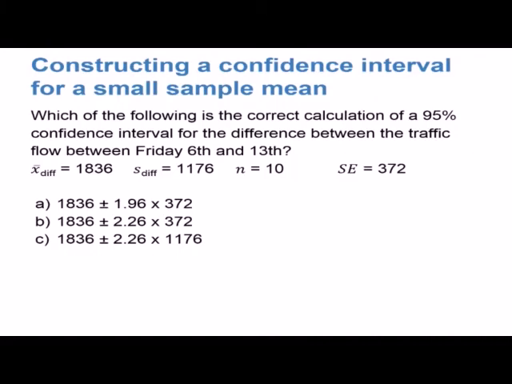So we have three choices here. We have A, B, and C. A is incorrect because that's using a z star, not a t star. C is incorrect because that takes the point estimate plus or minus our t star, but it only multiplies it by the standard deviation, not the standard error. So our answer is B. And when we calculate this, we get a confidence interval of 995 to 2,677.